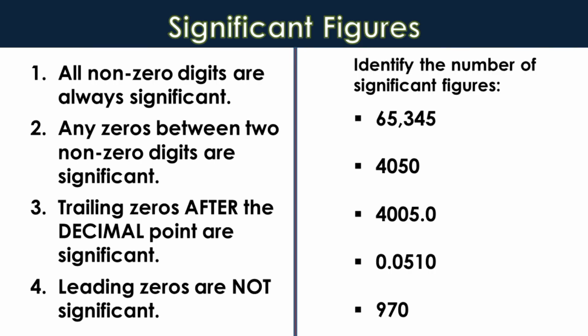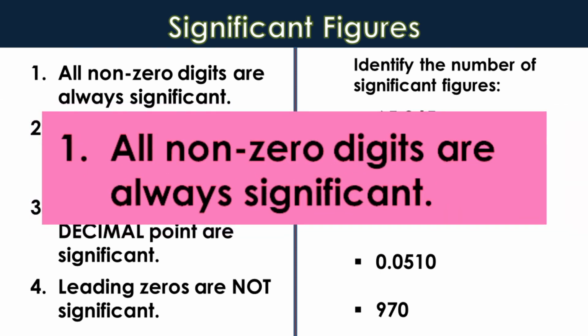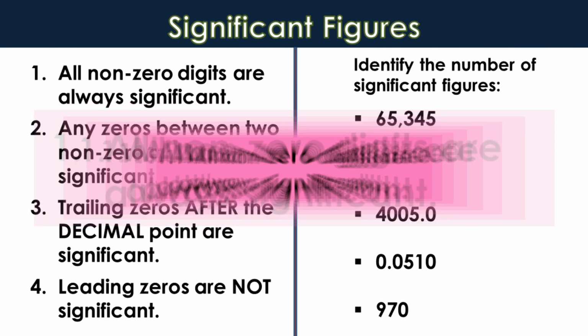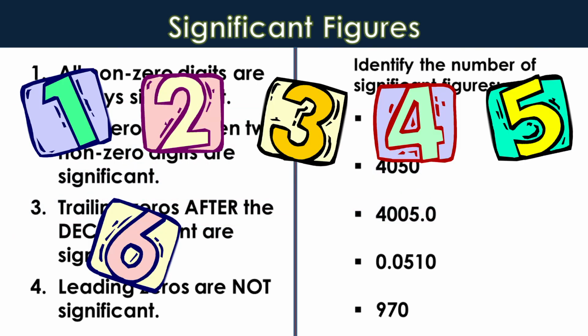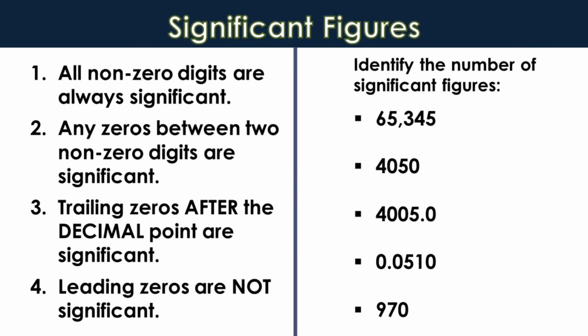Alright, here we are. On the left side are the rules of significant figures. So we have to follow this, of course, in identifying the number of significant figures na meron sa isang measurement. First, all non-zero digits are always significant. So yung mga values from 1 to 9: 1, 2, 3, 4, 5, 6, 7, 8, 9. So those are always classified as significant figures.